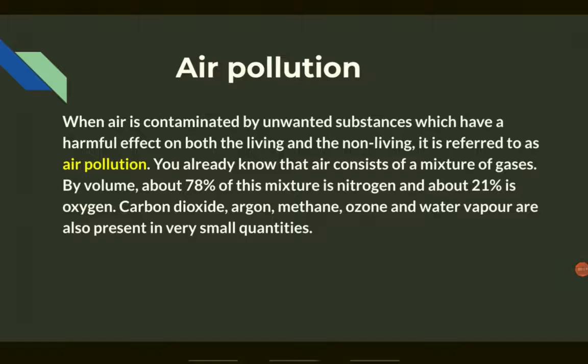So at first, let us see what is air pollution. When air is contaminated by unwanted substances which have a harmful effect on both living and non-living, it is referred to as air pollution. You already know that the air consists of a mixture of gases. By volume, about 78% of this mixture is nitrogen and about 21% is oxygen. Carbon dioxide, argon, methane, ozone, water vapor are also present in very small quantities.